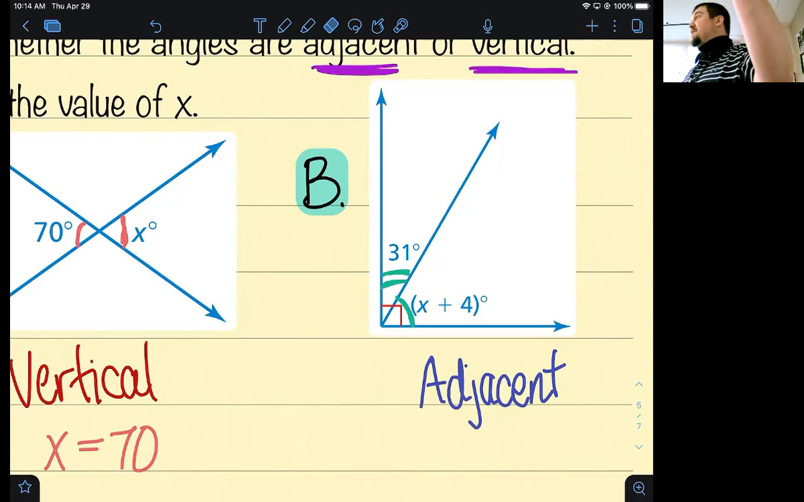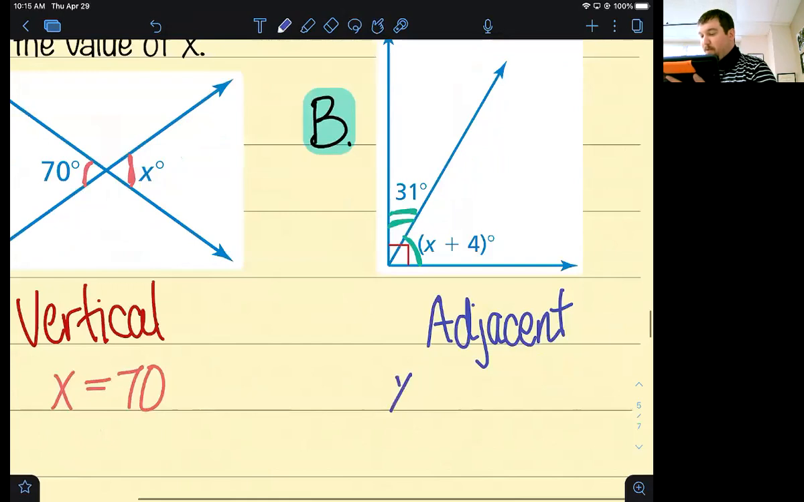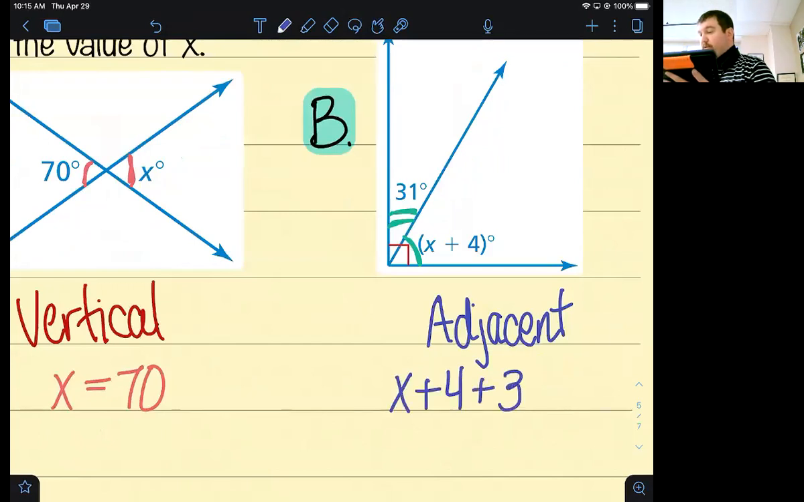However, one of the questions you had to answer in the video, these two angles together form what kind of angle? A right angle. And Bailey, what's the measure of a right angle? 90 degrees. So together, those two adjacent angles form or combine to make a right 90-degree angle. And so that means that the X plus 4 angle plus the 31-degree angle will add up to equal 90 degrees.